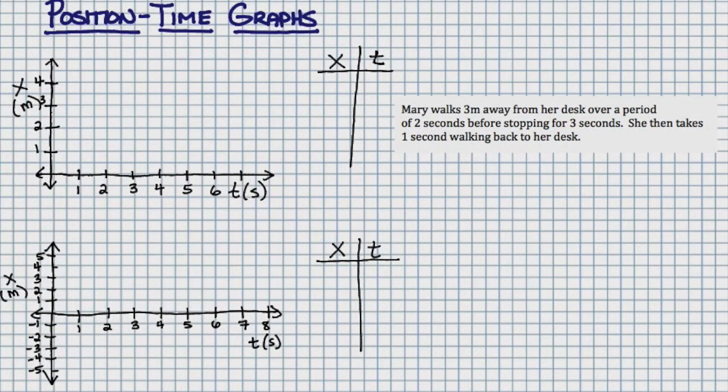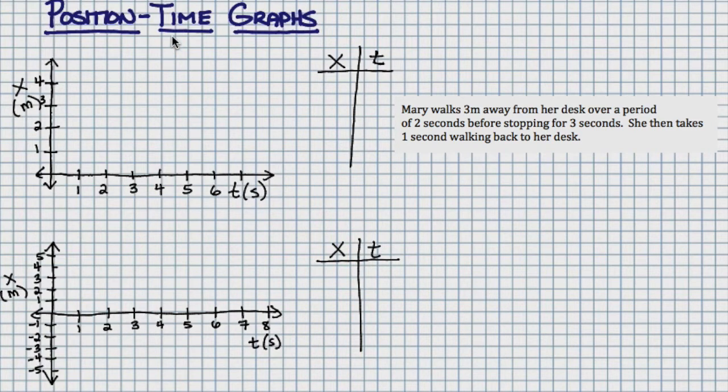Position time graphs are an excellent way to graphically represent motion of a person or an object. It becomes really important moving forward to understand how to create a position time graph. So in this video, I just want to quickly show you two examples and explain a little bit about, hopefully, an easier way to start generating these position time graphs.